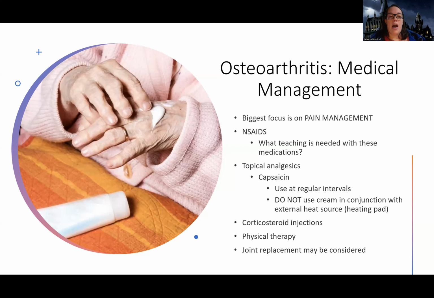There are also the injections that can be used, the corticosteroid injections, and those can help depending on the severity and so on. Those can be used short term or longer term. Sometimes they can last for a while, just depending. Physical therapy is also very helpful.